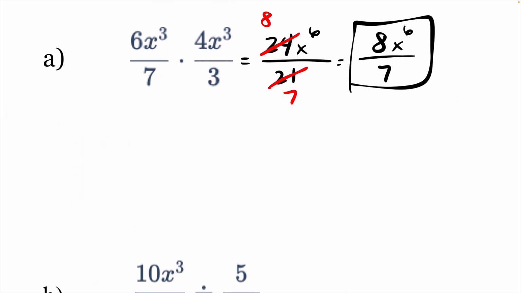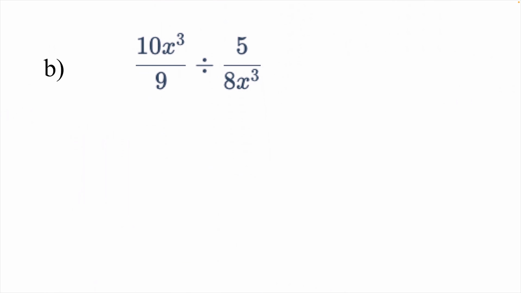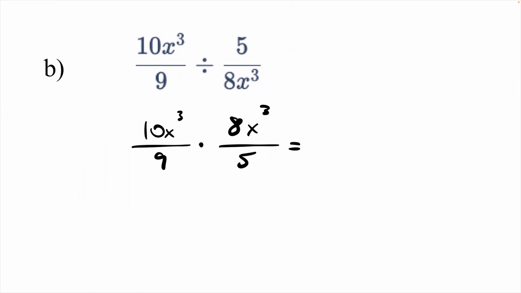Bottom, or letter B. Division. Well, first thing we do anytime we see a division is we do keep, change, flip. Keep the first one. Change the multiplication, flip the second one. Once we do that, you do the same thing you just did.